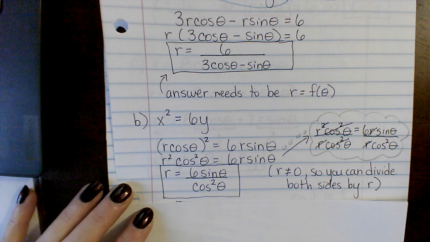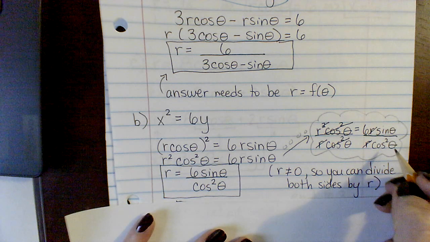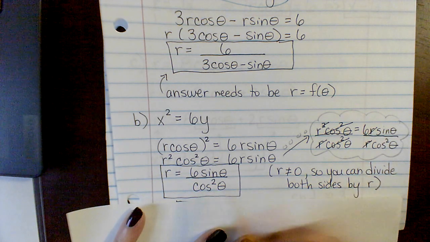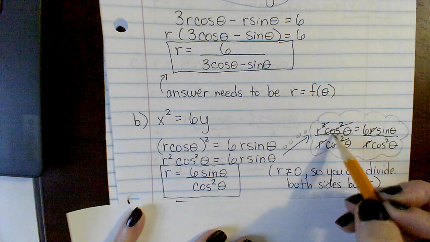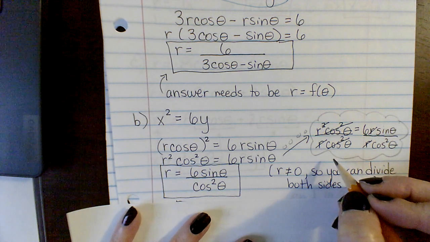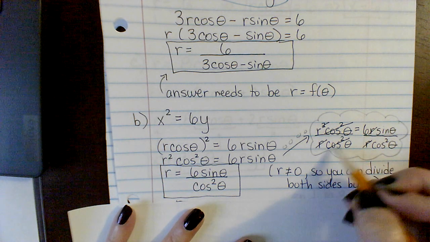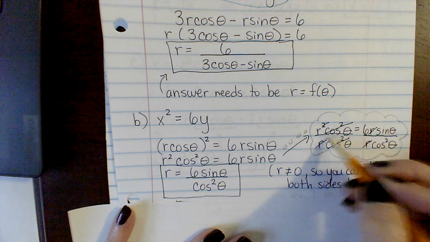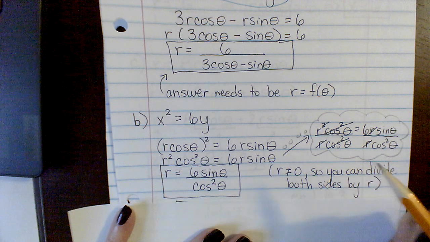Now you might be like, whoa, what just happened here? So that's why I put my little happy thought cloud up here. If I divide both sides by this cosine squared, so I have r squared cosine squared theta equals 6r sine theta, and I divide both sides by r cosine theta, look what's going to happen. Or sorry, r cosine squared theta. The cosine squared is going to cancel. Look, this r is going to cancel one of these, and those r's are going to cancel. So that gives you the r by itself.